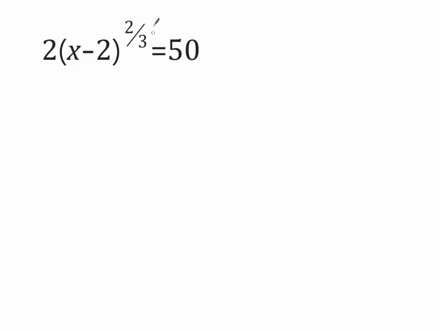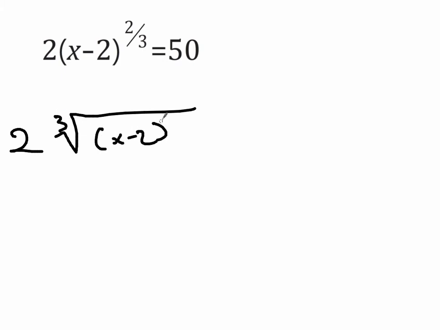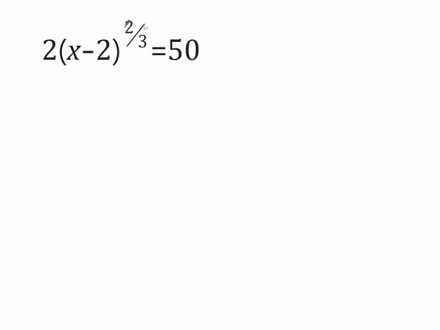Okay, what about if you have something raised to a fractional exponent? Well, this is the same thing. I could rewrite this as 2 times the cube root of x minus 2 squared is equal to 50. And you can solve this in whichever form you prefer. I actually prefer this form. But if we're going to solve it, the first thing we need to do is get this stuff by itself that has the rational exponent.